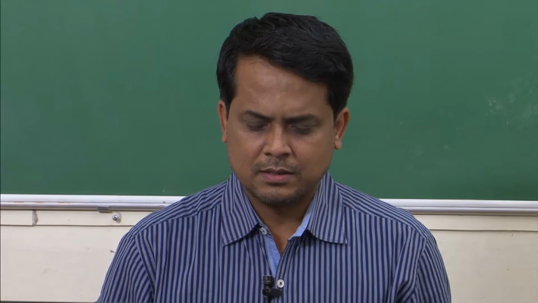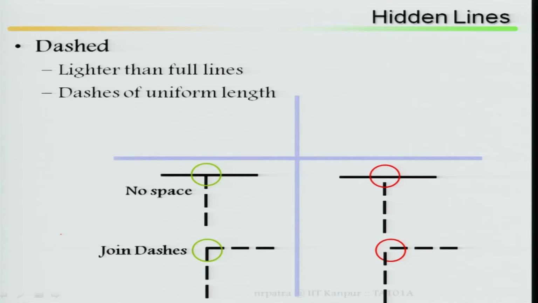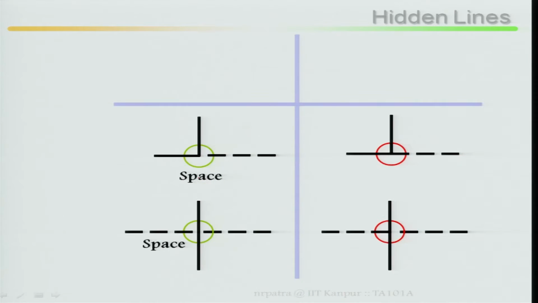Last class I finished different conventions in orthographic projections. Just a brief review: if there is a line as well as a hidden line, when you mark them, there should not be any gap between the joints, and the hidden line should be dashes of uniform length joined together. Up to this I finished last class.